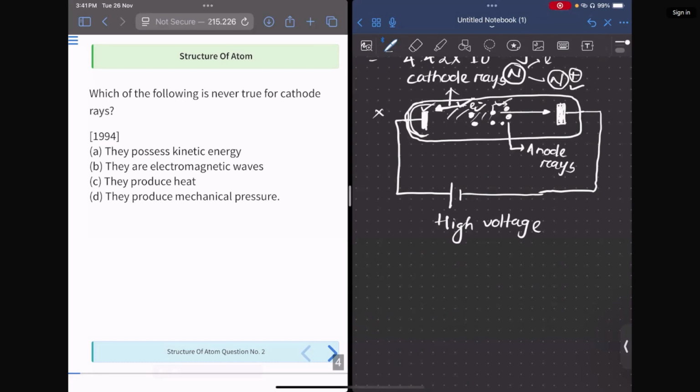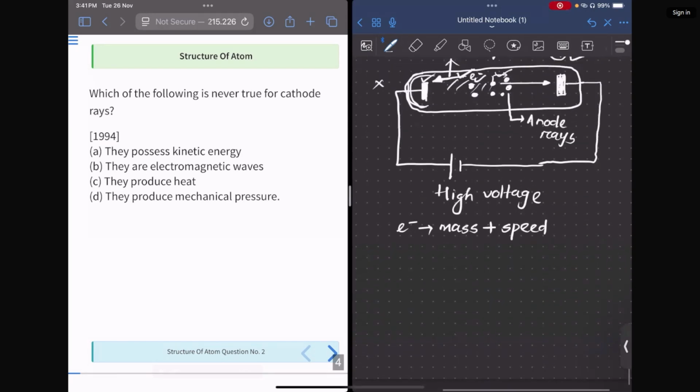What is the logic behind this? Because electrons carry mass, plus when moving, these electrons also have some velocity, some speed. So if an electron possesses mass and has some speed also, it has kinetic energy, right? So the first option is correct.